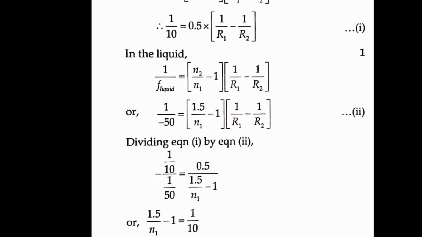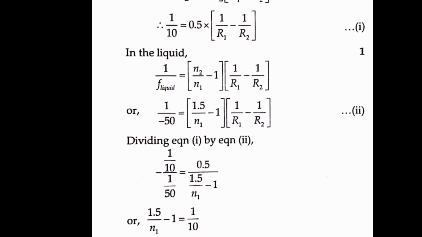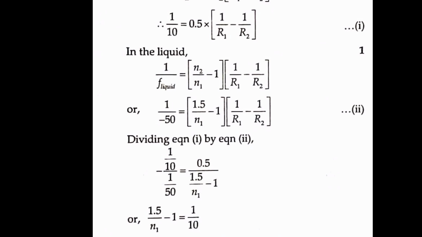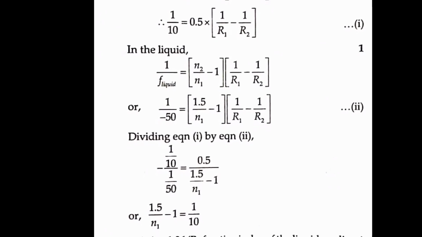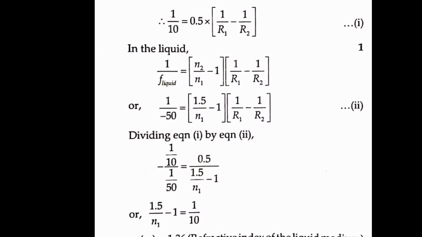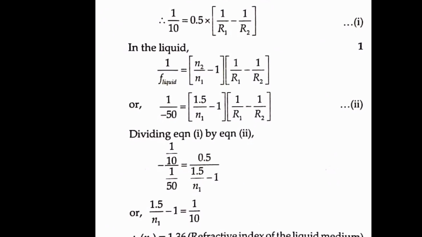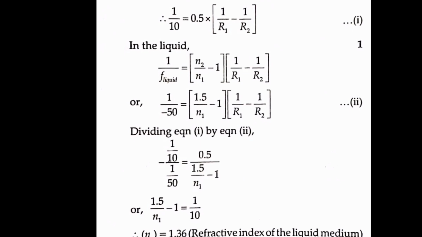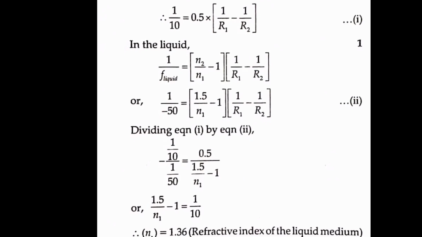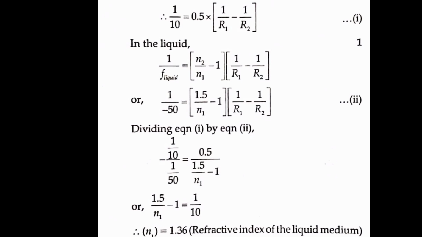So the lens maker's formula is used to find that. You have to remember that this type of question may be asked in the exam. We have to remember the equation 1 by F is equal to N2 by N1 minus 1, into 1 by R1 minus 1 by R2. That is a very important equation. Hope it is clear to you.